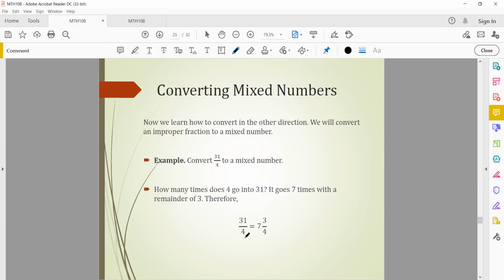Now for the other direction, it's a little less algorithmic. So the easiest way is let's just do an example for this one. I'm just going to go to a whiteboard.